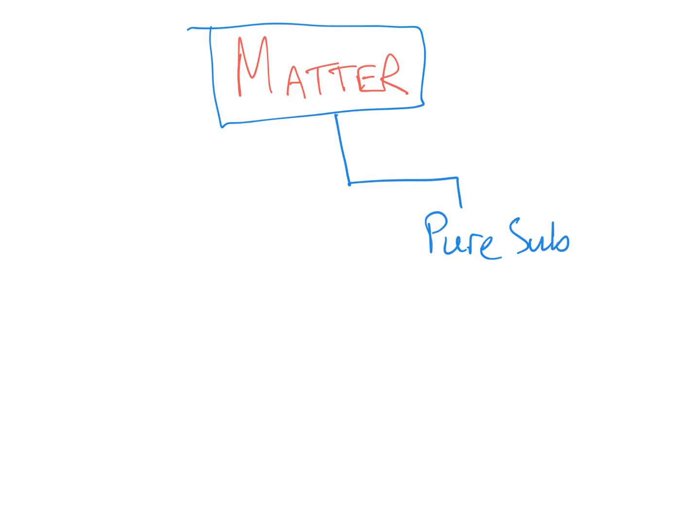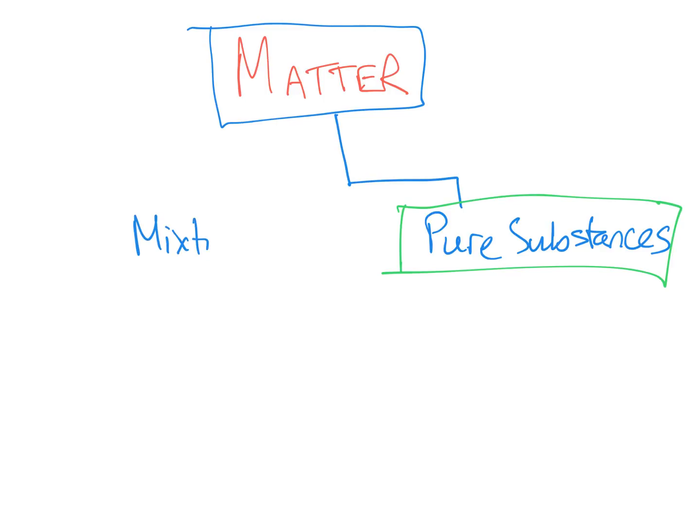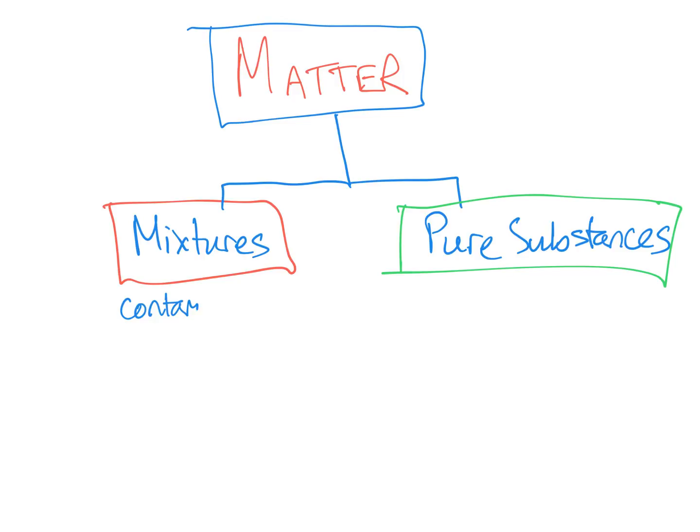Now we can divide all of those things into groups. The main two groups are pure substances and the other is mixtures. And our mixtures are all the things that are not pure. So they have some sort of contamination or added chemicals or added substance in them.